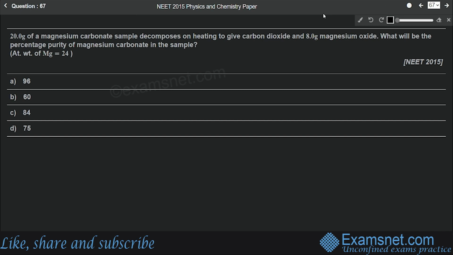Now question number 67 is from some basic concepts of chemistry, and the question is: 20 grams of magnesium carbonate sample decomposes on heating to give carbon dioxide and 8 grams magnesium oxide. What will be the percentage purity of magnesium carbonate in the sample? Okay, so according to this question, magnesium carbonate will be heated and it will decompose to give two products, carbon dioxide and magnesium oxide. So let's write down the reaction first. We have magnesium carbonate. It is heated and it will give two products, magnesium oxide and carbon dioxide.